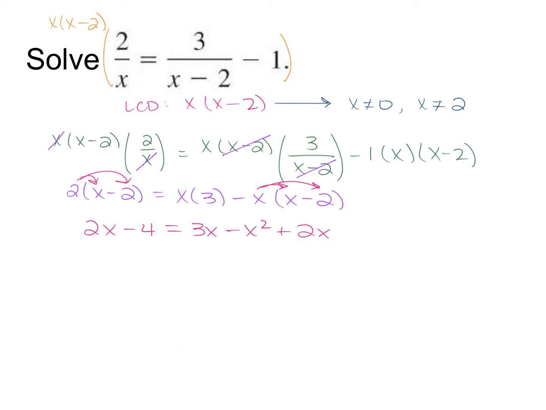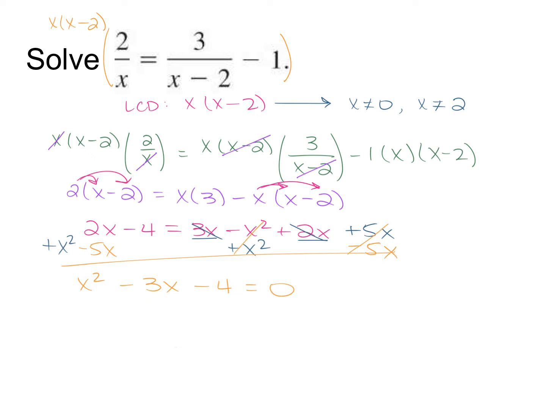Now, we have an x squared, so we want everything on the same side as that x squared. However, I don't want to use the negative x squared. I want to work with a positive x squared, so I'm going to move that x squared over to the other side. So I'm going to add it to both sides. I'm also going to move the 3x and the 2x over. Because those are like terms, they're going to give me 5x. So I'm going to cross these out, and that's just going to be positive 5x. So I'm going to move that 5x over by subtracting it from each side as well. So this is all going to simplify to give you x squared minus 3x minus 4 is equal to 0.